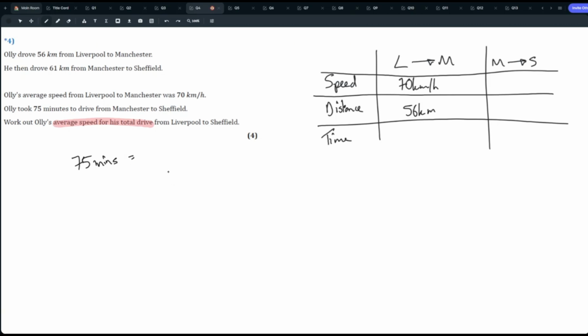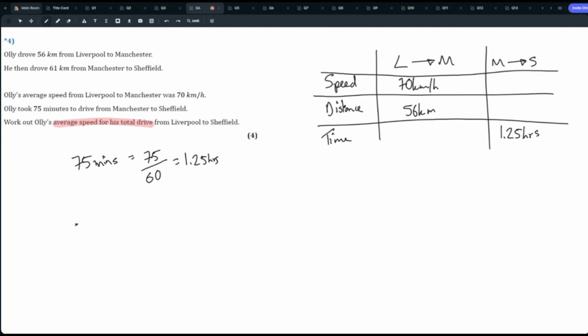Okay, so we know that there's 60 minutes per hour. So this would be 75 over 60. And this will give us our hours. That's 1.25 hours. So now I can put this into time. I can work out the time from Liverpool to Manchester.